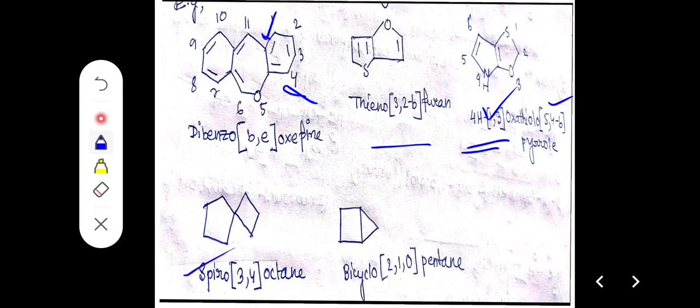So there should be a spiro compound. We know the lowest number of carbon atoms should be written first, then the highest number of carbon atoms. So 3 is written first, then 4. In bicyclo compounds, the highest number of carbon atoms is written first, then the middle number, then the lowest number, so 2, 1, 0. This descending order has to be maintained in bicyclo compounds, and in spiro compounds we have to maintain ascending order.